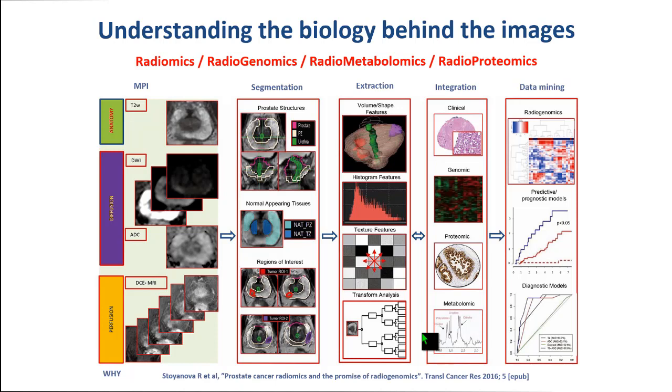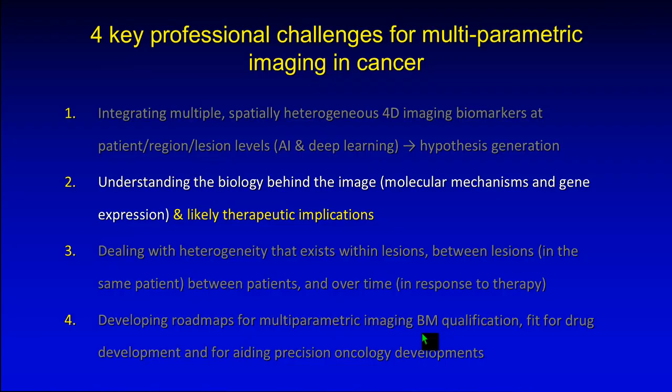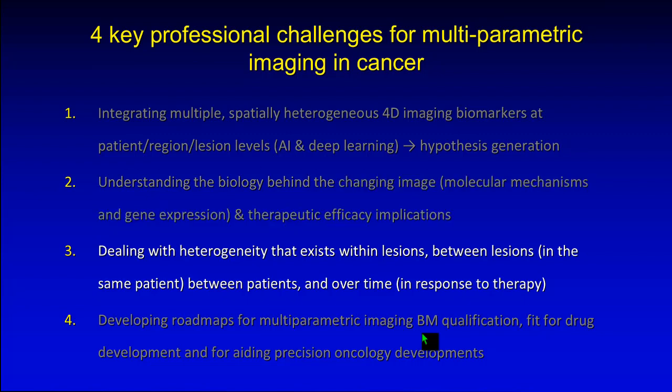We need to develop a better understanding of our images. Why does something look like the way it does? What's the biology behind the imaging observations? That's radiogenomics, and we will talk about that also. And what are the therapeutic implications of that? How are we going to deal with heterogeneity? I have no clue, so I'm looking forward to the next lecture, because I think Mu will tell us how we're going to deal with heterogeneity.